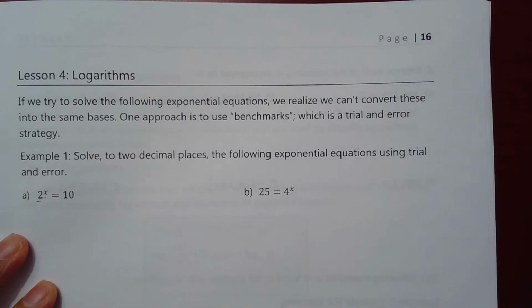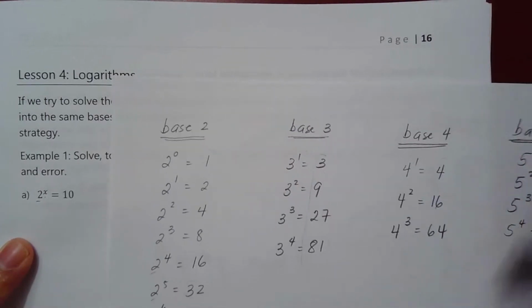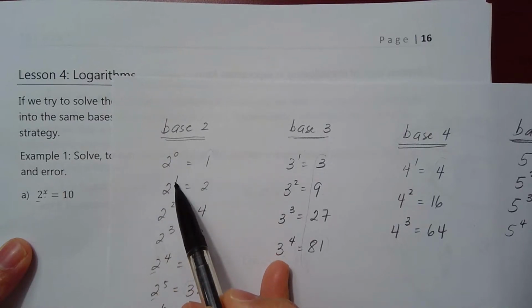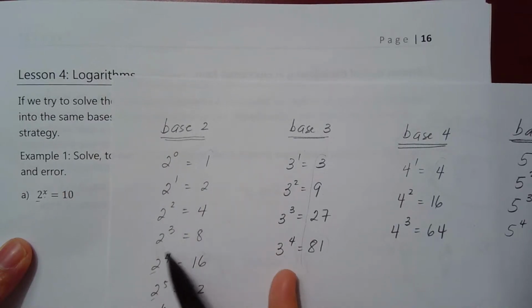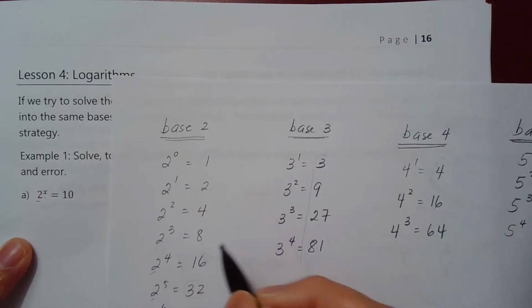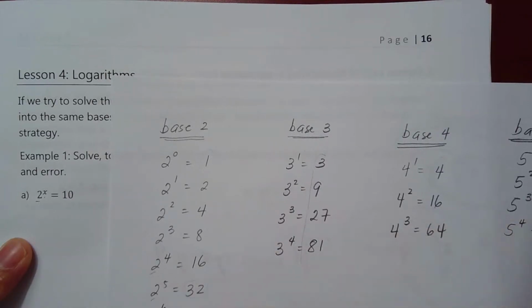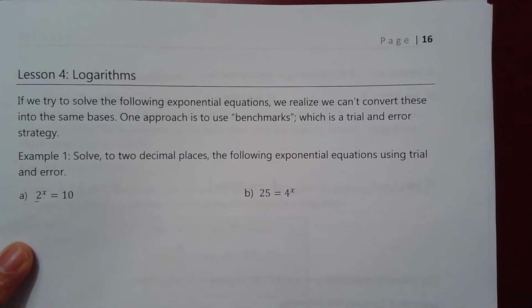To take a look at what we've done last week, I wrote down all of the powers of base 2 here. 2 to the 0 is 1, 2 to the 1 is 2, 2 squared is 4, 2 cubed is 8, and then 2 to the 4th is 16. As you can see, 10 would fall between 8 and 16.